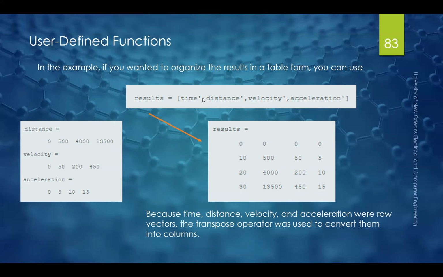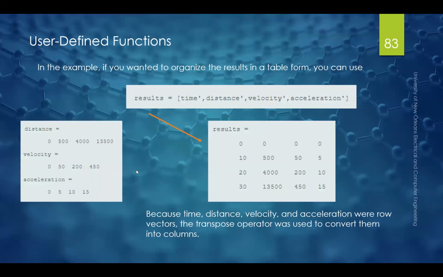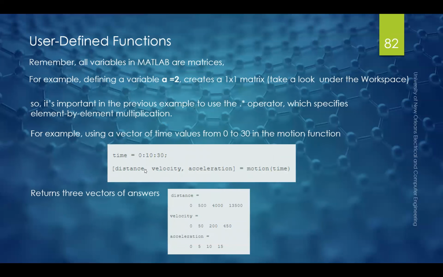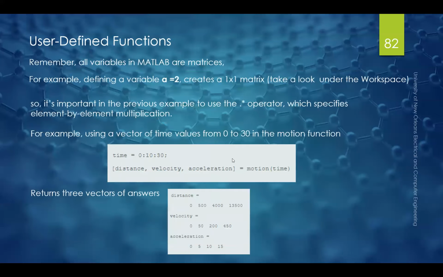And it's just using the transpose operator to convert the rows into columns. Okay, so this is what we got before, right? By running it directly. And of course the information is already in these variables, distance, velocity, and acceleration, and in this time vector that we created.